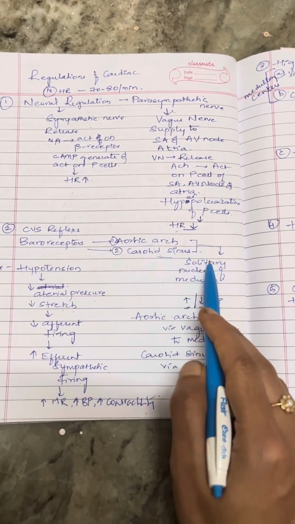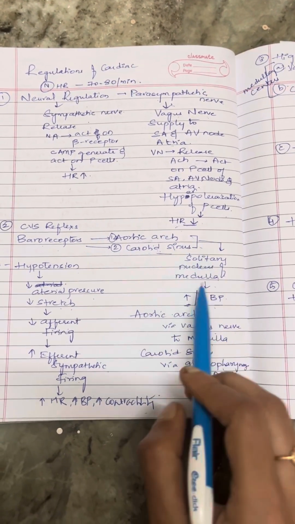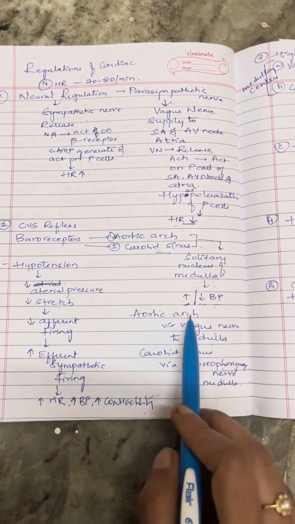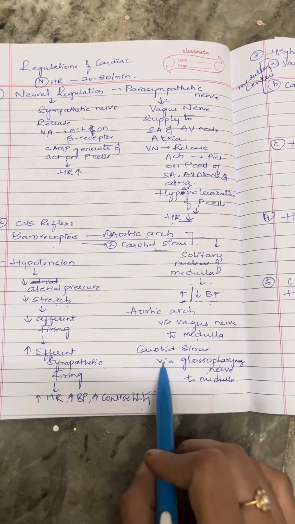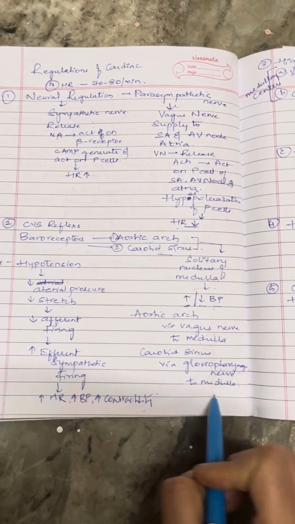So how does it convey the message to the medulla? Let's see. First, from the aortic arch, via the vagus nerve, it goes to the medulla, and from the carotid sinus, it goes via the glossopharyngeal nerve to the medulla. So let's see an example.